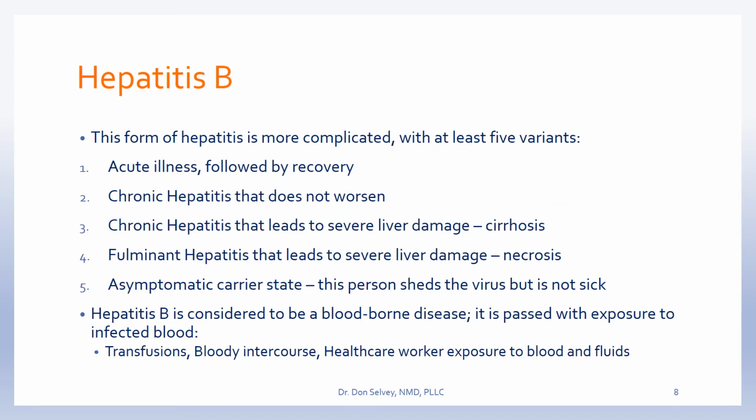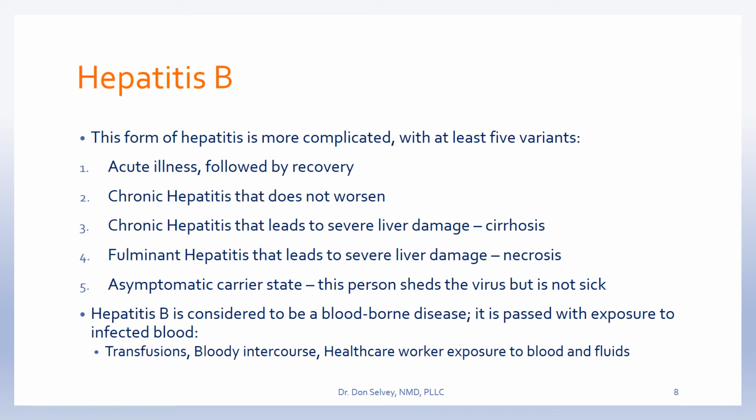Hepatitis B is a more complicated version of the hepatitis. There are at least 5 possible variations of this. So the first one is that a person becomes acutely ill followed by a complete recovery. That's ideal. If you have to have it at all, this is good. The second one is that it develops into a chronic hepatitis, but it does not seem to progress.